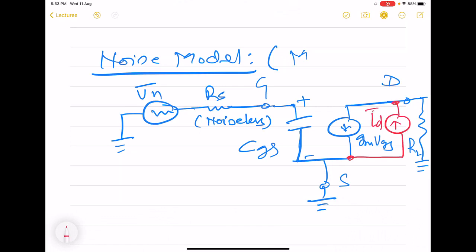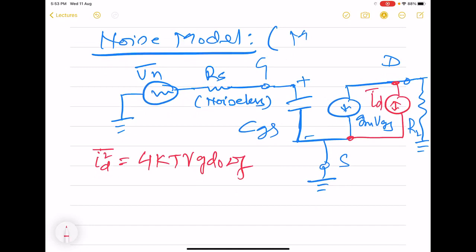So ID is the noise produced by the drain, the thermal noise from the drain, and this will be 4kTγ gd0 Δf. And this VN mean square is 4kT RS Δf. So these are the only two noise sources present in this circuit.